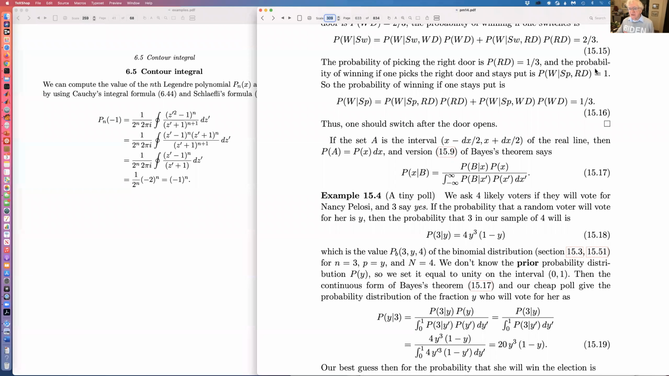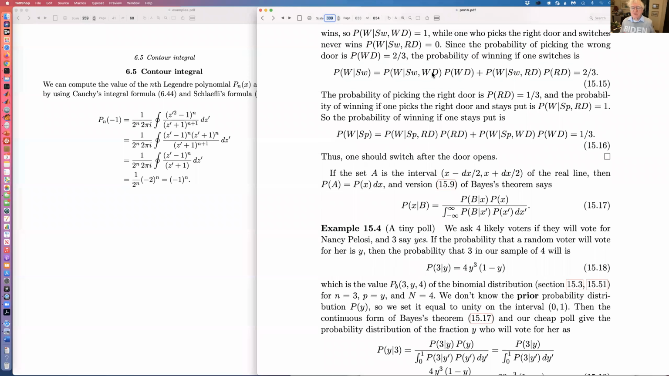So what we see here is that you should switch after the door opens, and that is, of course, counterintuitive and confusing, but if I ever show up on one of these situations, I'll switch after the door opens.